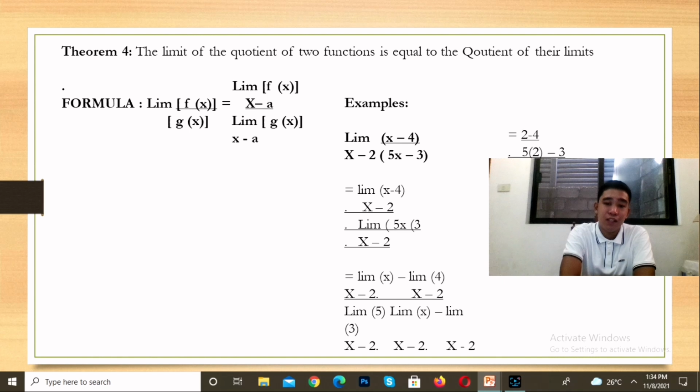So it becomes x minus 2, x minus 2, and x minus 2, with x approaching 2 in each. When you simplify, 2 minus 4 equals negative 2, over 5 times 2 minus 3. So 10 minus 3 is 7. The final answer is negative 2 over 7.